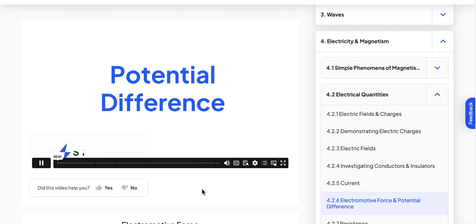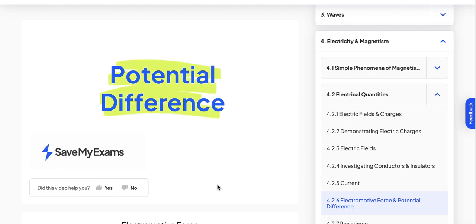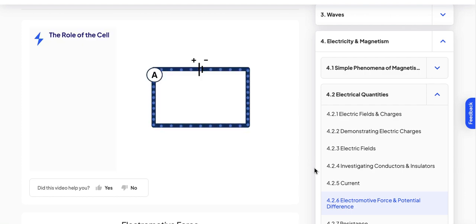This video is on the topic of potential difference and electromotive force. We know that electrons are negatively charged, and so they are attracted to the positive terminal of the cell. We also know that like charges repel. Therefore, the negatively charged electrons are repelled by the negative terminal of the cell. So what happens when the electrons pass through the cell? How do they get from the positive terminal to the negative terminal? How do they overcome the repulsive electrostatic force?